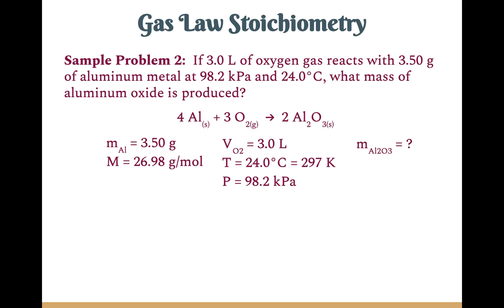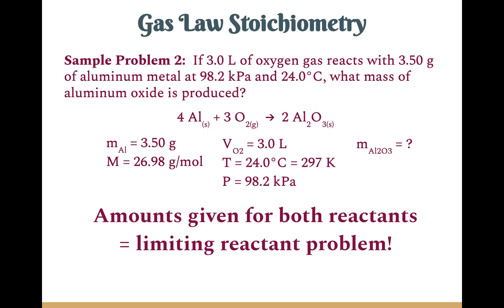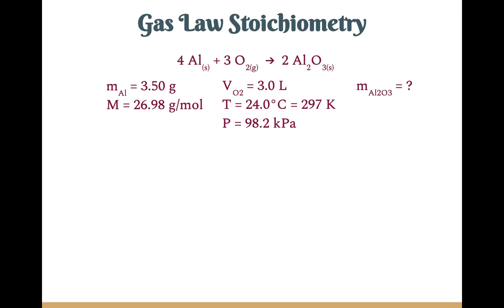So there's a lot more information given here. In fact, there's information given about 2 reactants. So what does that make this? It is a limiting reactant problem, right? So we have information about both reactants, so we have to figure out which one is the limiting reactant. So here's all that information just carried forward.